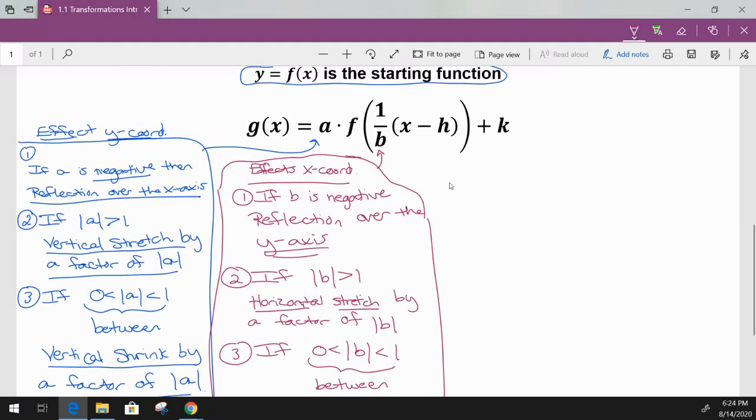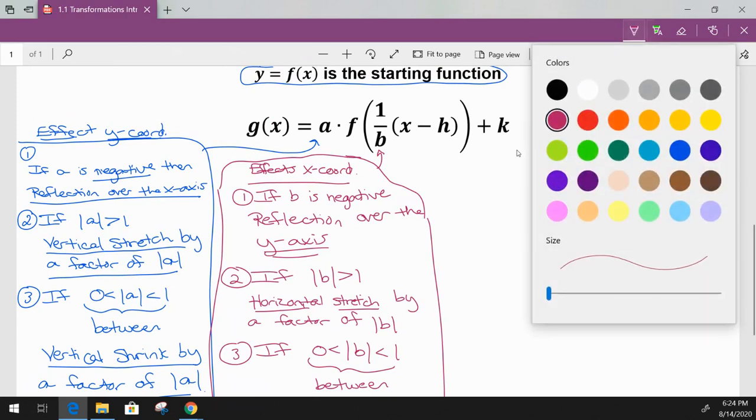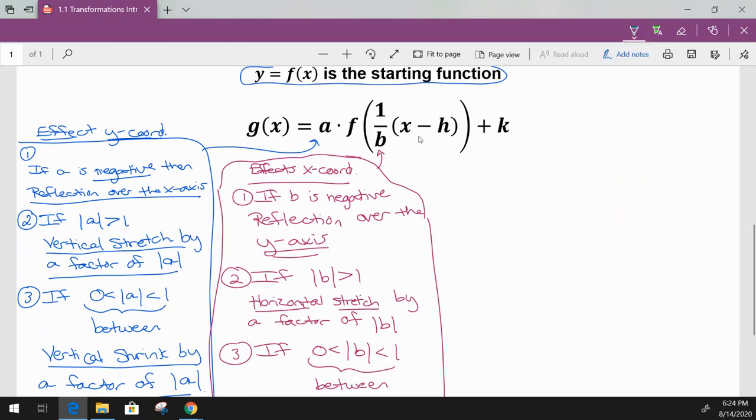The next thing we have is H and K. So when you have a number in parentheses with the x being added or subtracted, that is going to affect the graph horizontally again. So it affects the x coordinates.